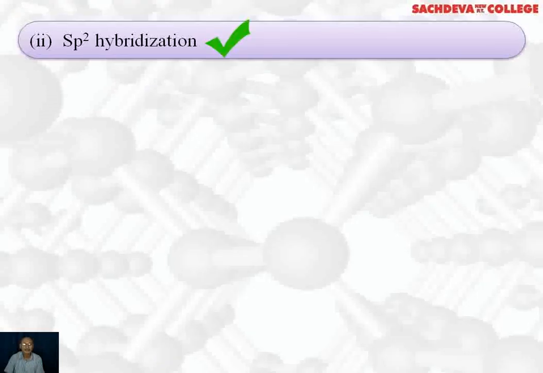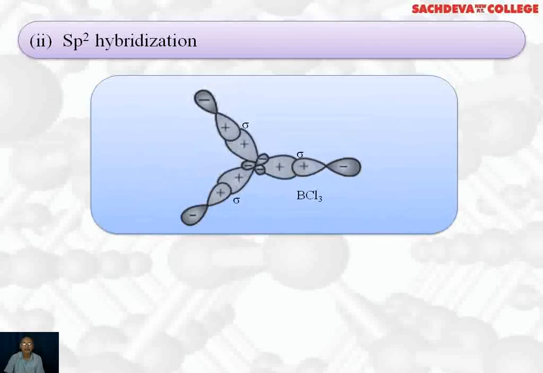sp2 hybridization. When one s orbital mixes with two p orbitals, it results in the formation of sp2 hybridized orbitals. And these are three sp2 hybridized orbitals which will be separated by bond angle 120, having planar shape so that the molecule is stable. Example is BCl3.